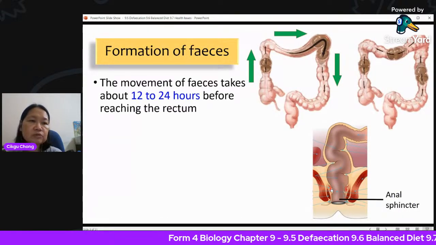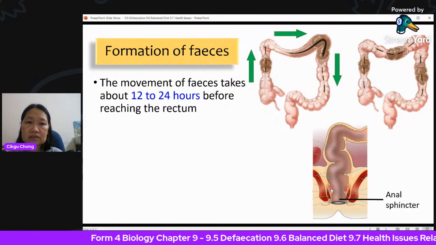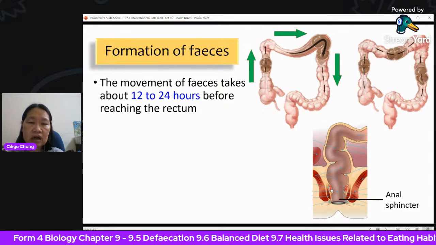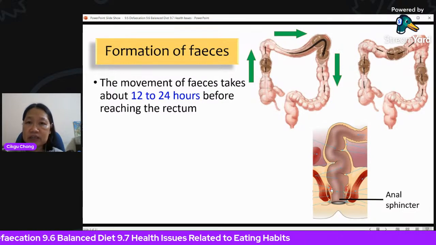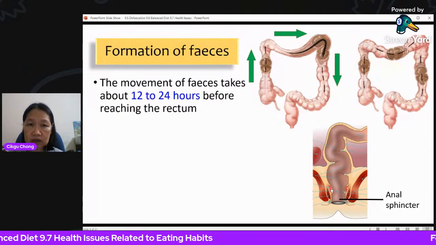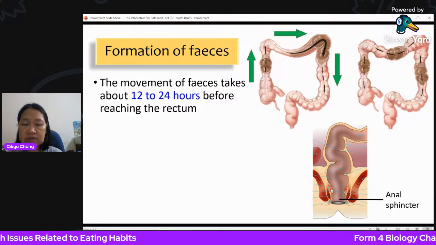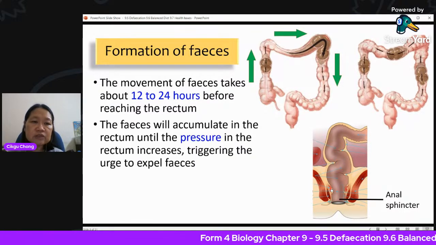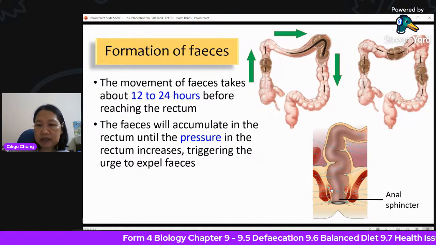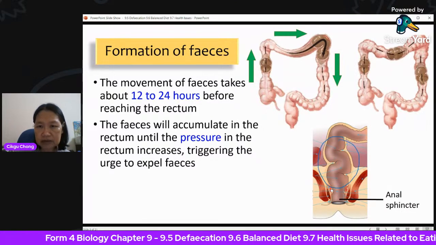So the movement of feces will take about 12 to 24 hours before reaching the rectum. So almost half a day to almost an entire day, okay? From the beginning of the large intestine, the cecum, right down to the rectum, takes about half to one day, right? And then the feces will accumulate at the rectum. So the last part here is called the rectum, this part here, okay?